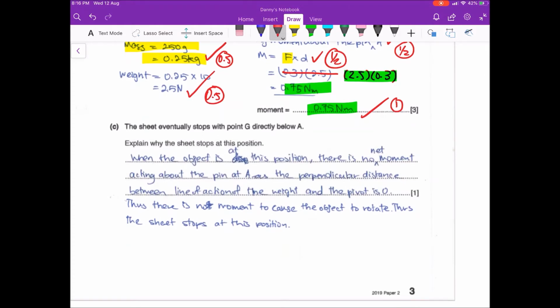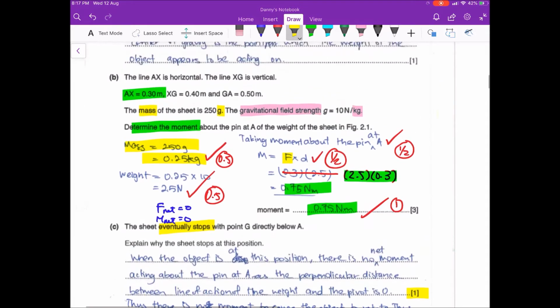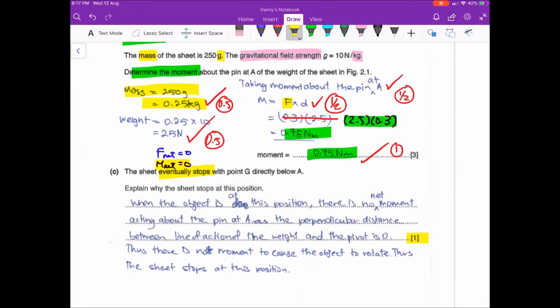Part C. You have to explain why it eventually stopped. I have already mentioned that if it eventually stopped, it means that your Fnet is 0 and your Mnet is 0. Depending on how many marks are given, you may or may not want to include Fnet, or Mnet. Just by looking at this, it's just 1 mark. So I think in here, since the first part of the question is on moment, I will just include moment. I will not talk about Fnet.